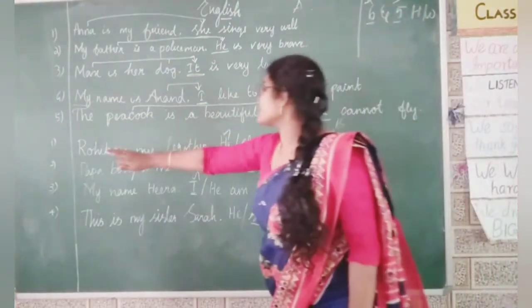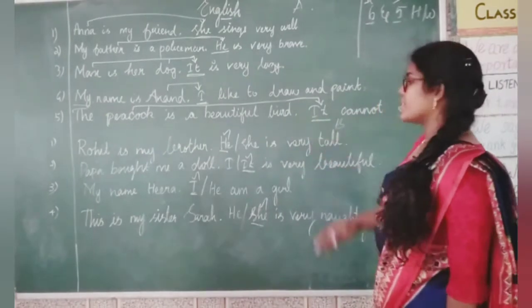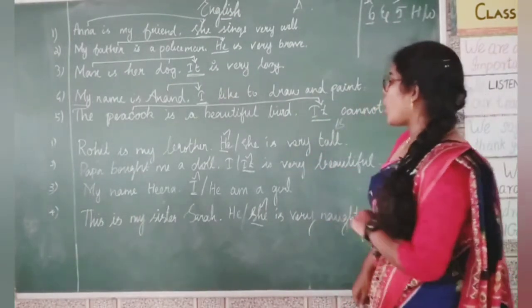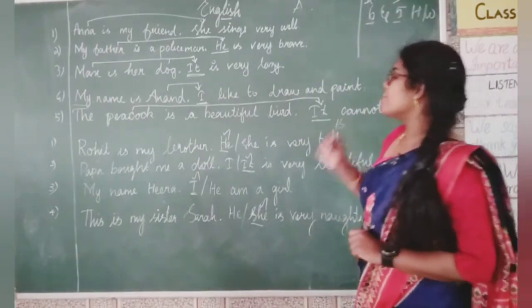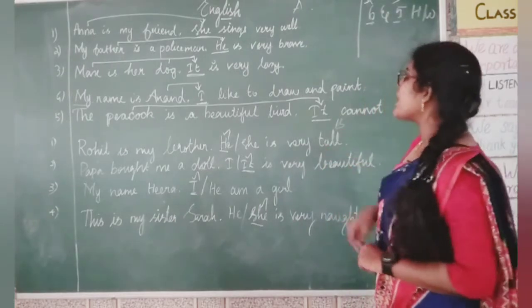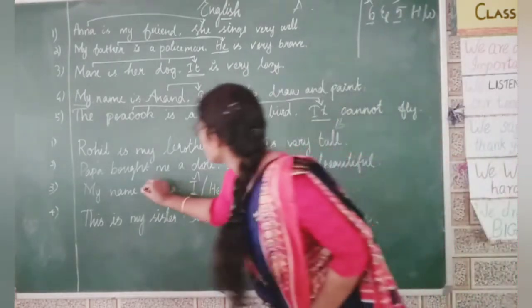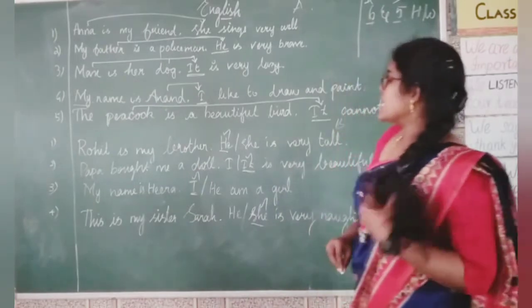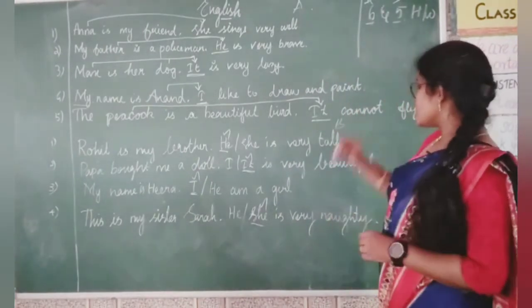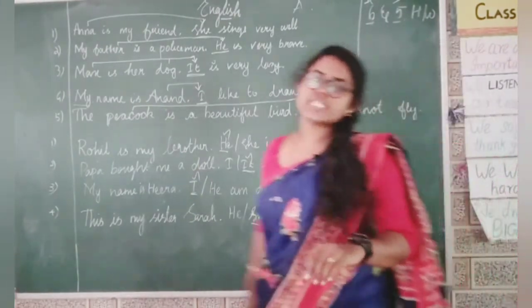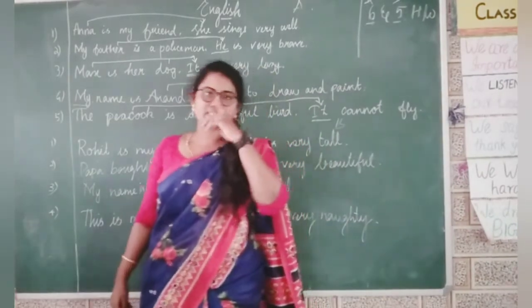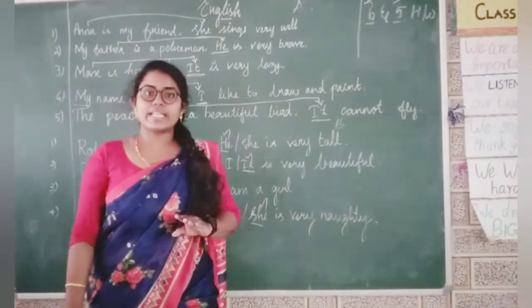Okay. So Rohit is my brother. He is very tall. Papa brought me a doll. It is very beautiful. My name is Hira. I am a girl. This is my sister Sarah. She is very naughty. So we got the answers. This is all about the lesson.